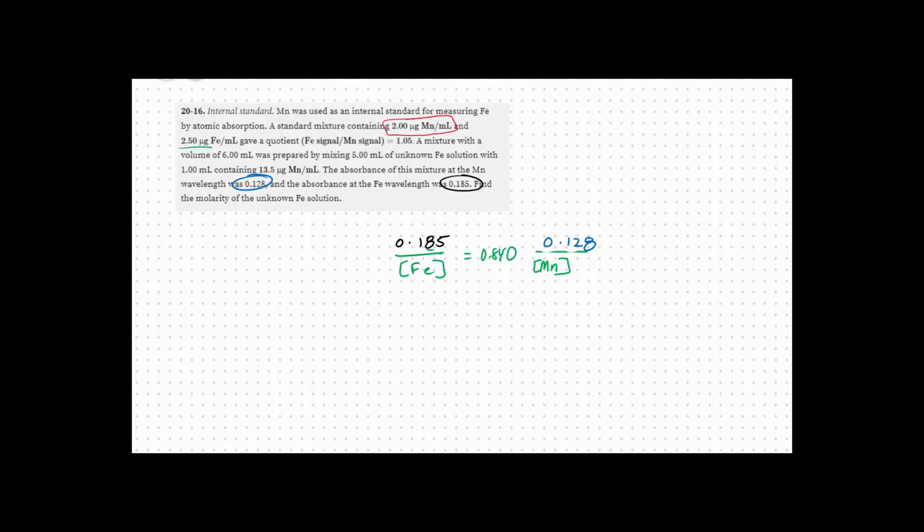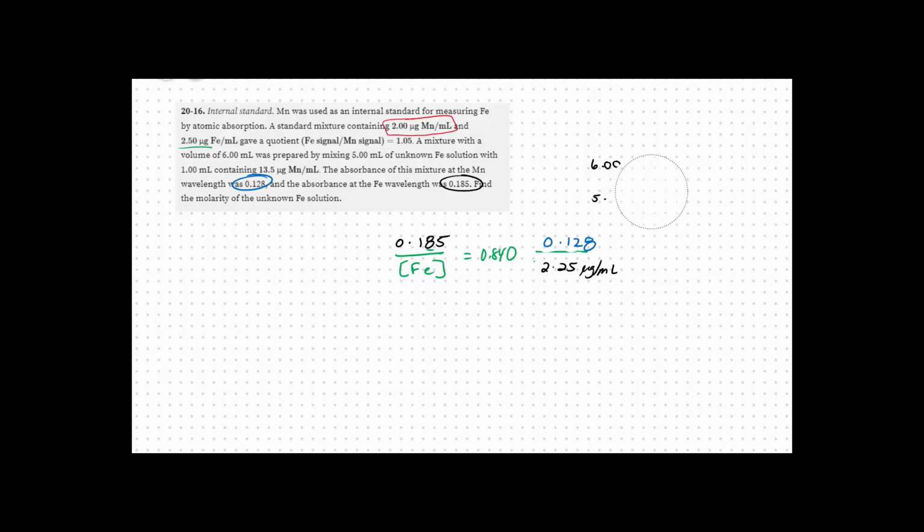A mixture with a volume of 6 milliliters was prepared by mixing 5 milliliters of an unknown Fe, we don't know Fe, with 1 milliliter containing 13.5 micrograms of manganese per milliliter. So how many micrograms of manganese did we insert? Well, we put 13.5 micrograms of manganese in that unknown, and it has a total volume of 6 milliliters. So in order to keep my concentration units micrograms per milliliter, I have to divide. So this concentration becomes 2.25 micrograms per milliliter.